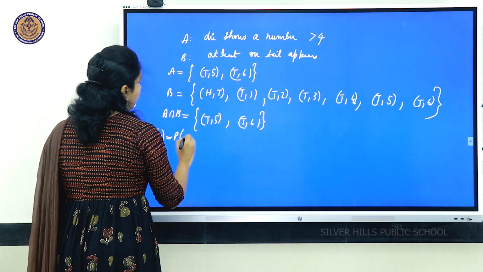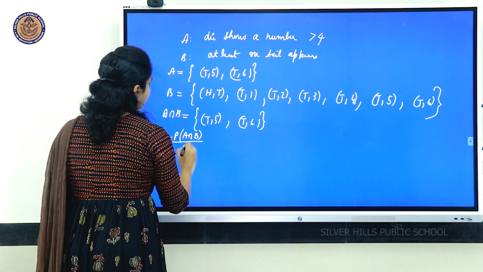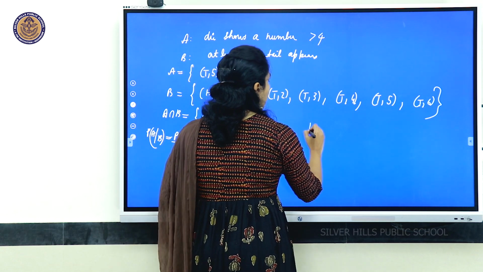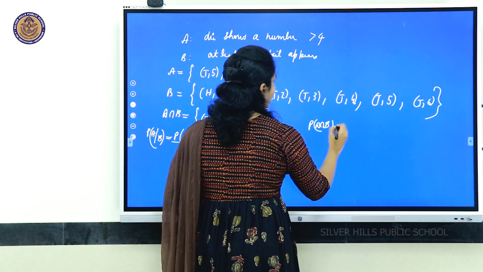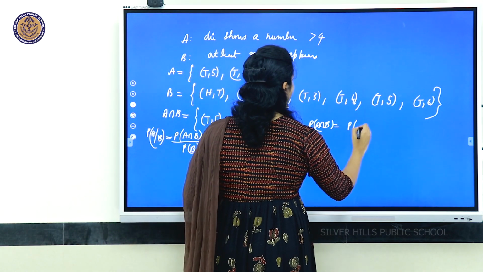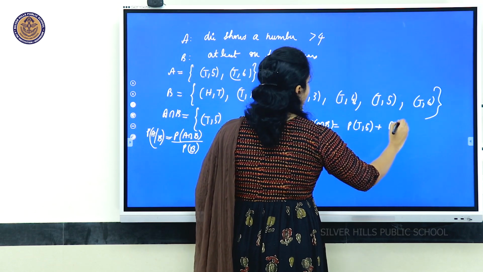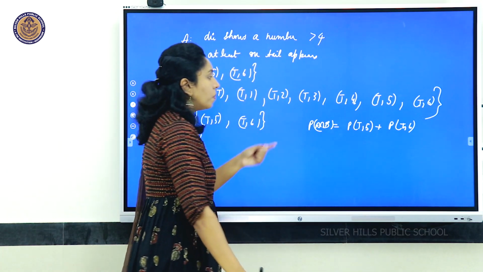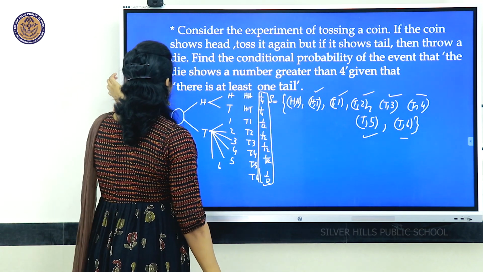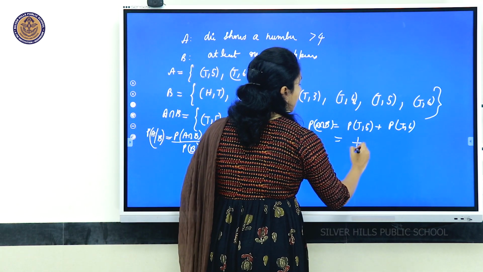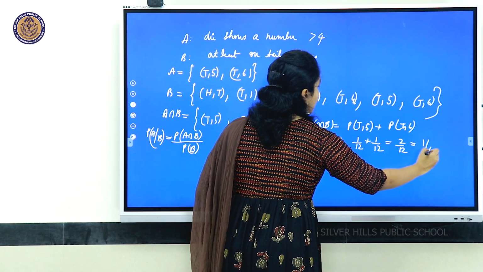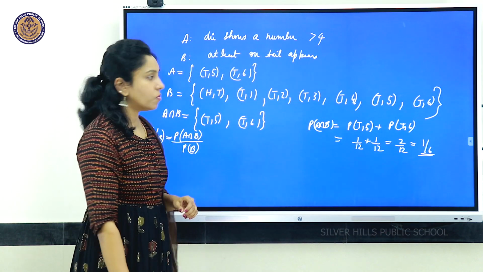By definition it is P of A intersection B divided by P of B. Now let us find out P of A intersection B. There are two members, so we find the probability of each. This is the same as the probability of the first member plus the probability of the second member. We already wrote all the probabilities there. Probability of T5 is 1 by 12, and T6 is also 1 by 12. So, I get 1 by 12 plus 1 by 12, that is 2 by 12, which is 1 by 6. P of A intersection B is ready.